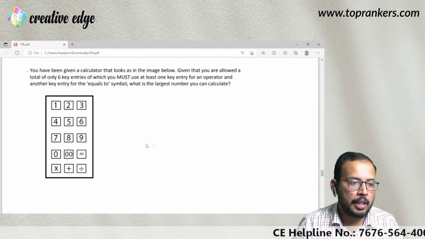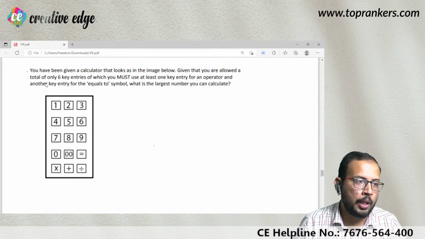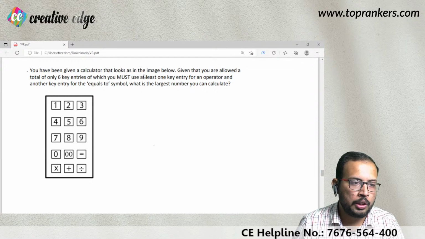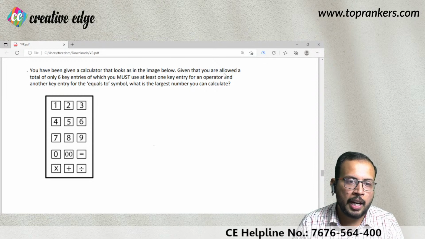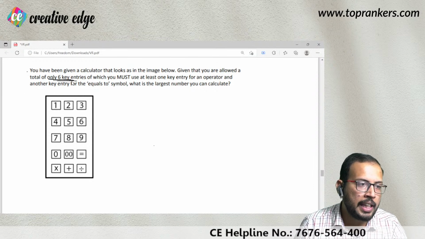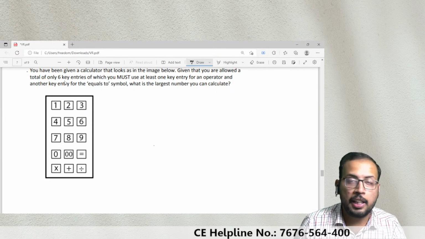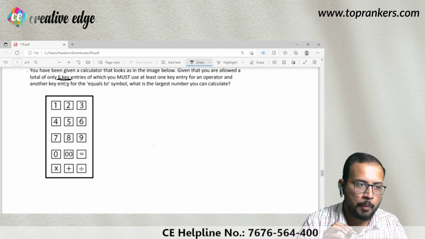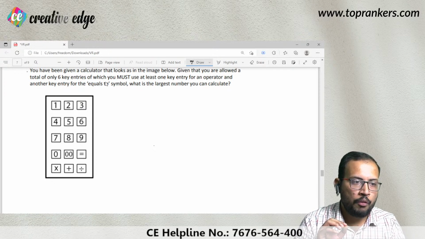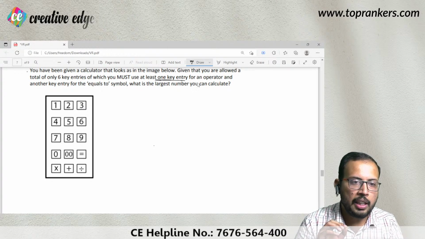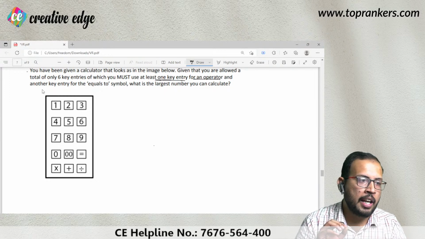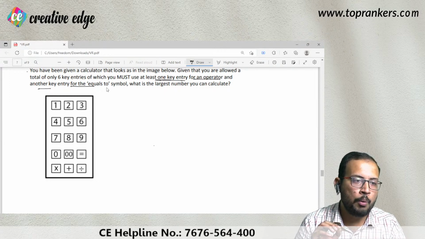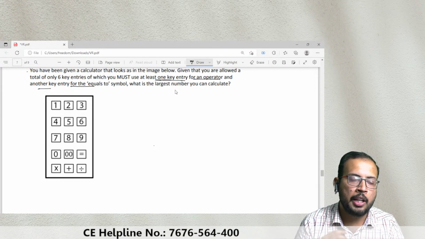So here also the answer to this question is going to be very simple. What has been said? You have been given a calculator that looks like the image given below, given that you are allowed a total of 6 key entries. Only 6 keys, you can enter 6 keys, of which you must use at least one key for an operator and another key entry for the equal to symbol, and the largest number that you can calculate.